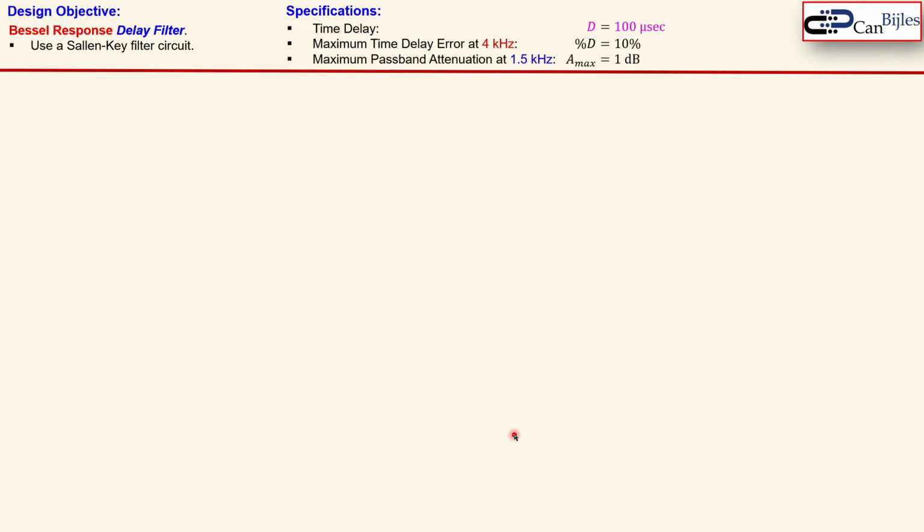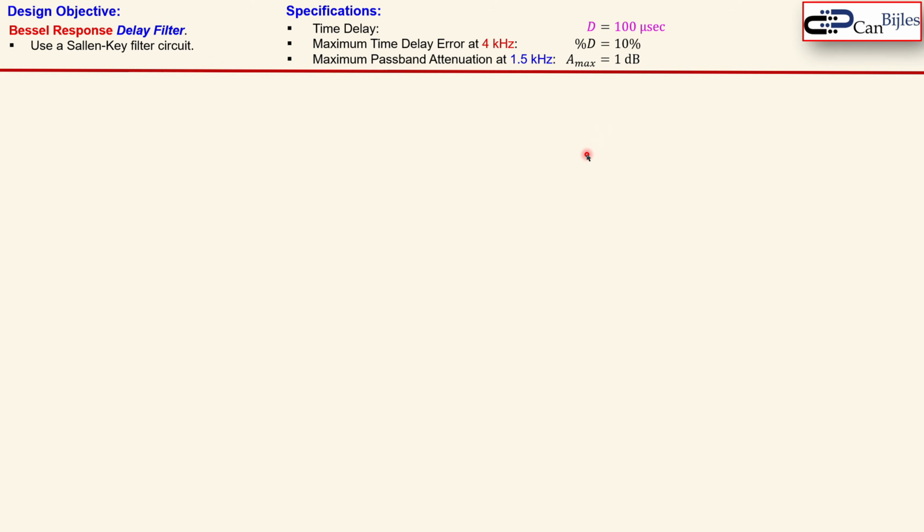Let's go to the design example and see this in more detail. What we want is a Bessel response delay filter design, and we will use the Sallen-Key filter circuit to realize this circuit. The specifications: we like to have a delay, so time delay of 100 microseconds, which is given by this capital letter D. The maximum error in that delay must be 10% if you look at 4 kHz. In addition, maximum passband attenuation at 1.5 kHz must be 1 dB.